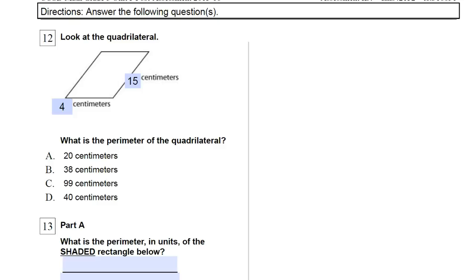So number 12, we have a quadrilateral. It says, what is the perimeter of the quadrilateral? Now, how do I solve that? Add what? Just 15 and 4? So what else do I add? The other sides. So I need to figure out what the other sides are. In a quadrilateral like this, opposite sides are the same. So if I have 15 centimeters on the right side, how much do I have here on the left? 15. If I have 4 on the bottom, what am I going to have at the top? 4 as well.